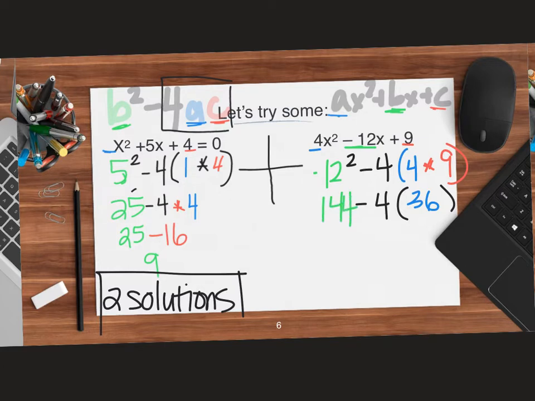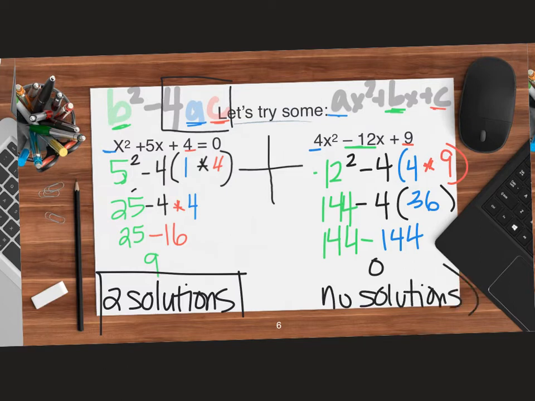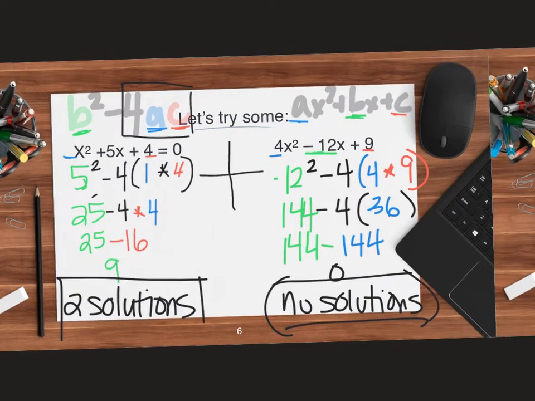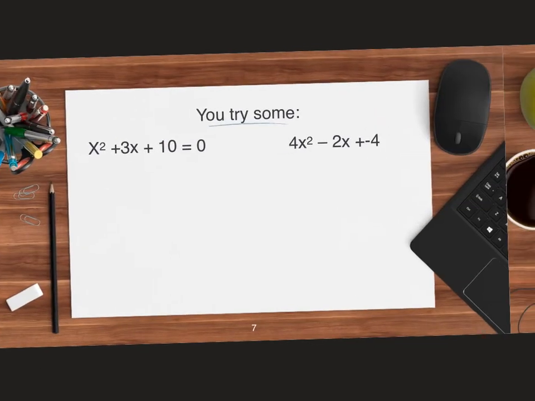Okay. Now 4 times 36 is also 144. So we end up with 144 minus 144. So we get 0. And we should remember that 0 has no solutions. Okay, your turn. Go ahead and pause it and give these a shot. Come back, check your work, and I'll talk to you about them.